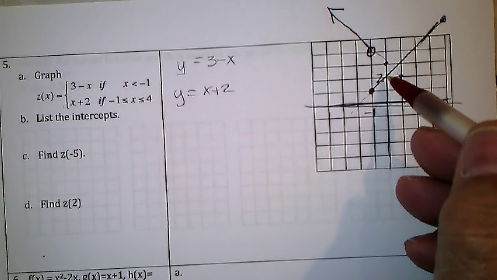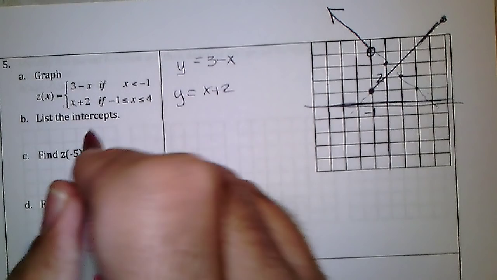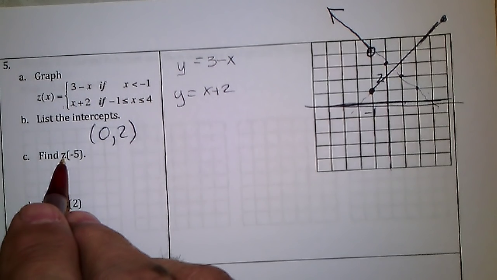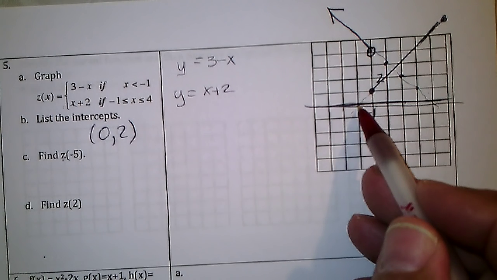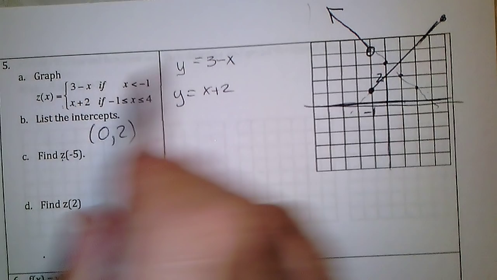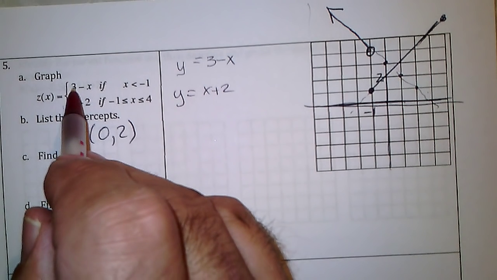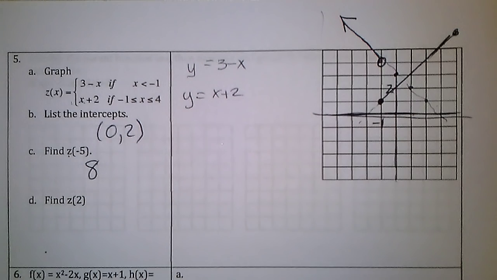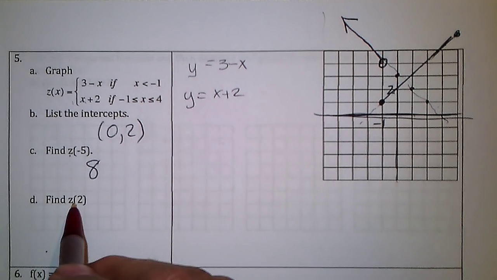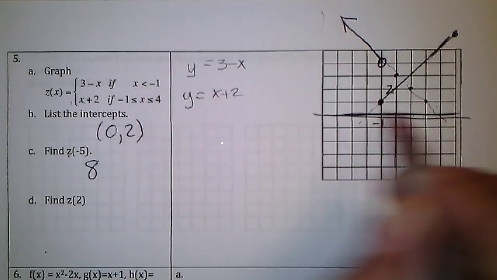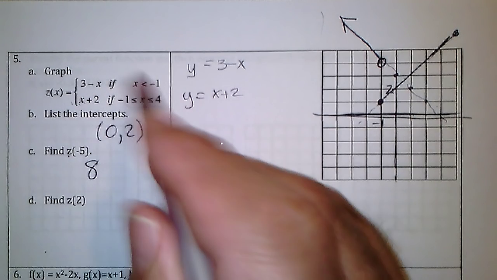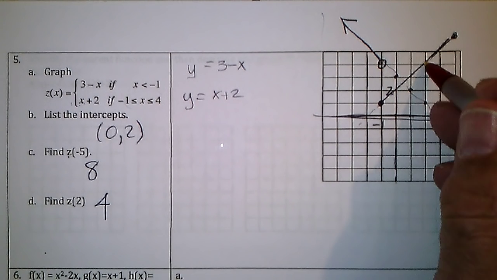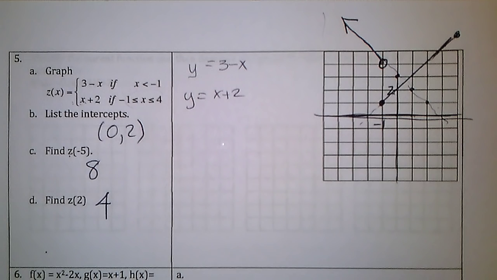Intercepts. The only intercept we have is 0, 2. What happens at minus 5? Minus 1, 2, 3, 4, 5. We have to use the top equation. 3 minus a minus 5 is 8. And what happens at 2? At 2, we're in this equation. 2 plus 2 is 4. We're at 1, 2, 3, 4. Okay?